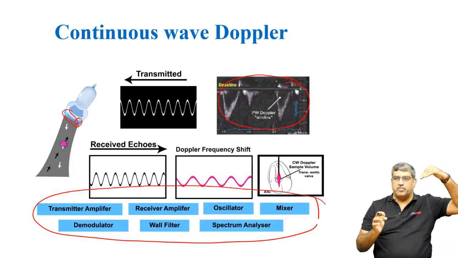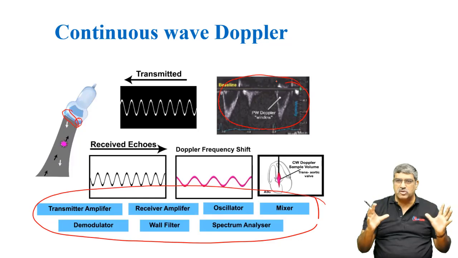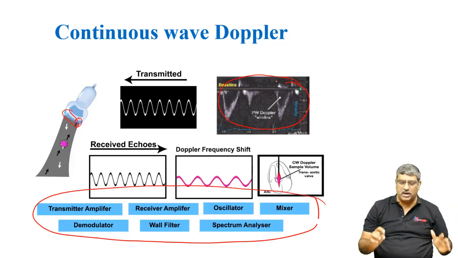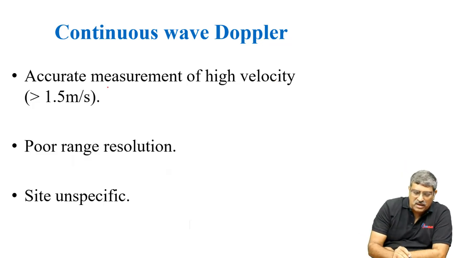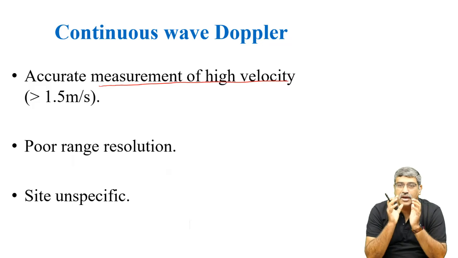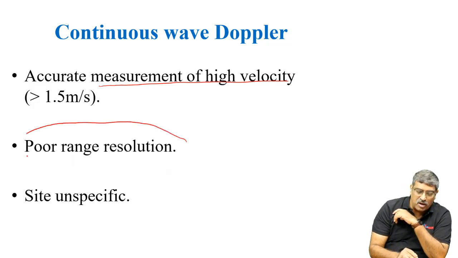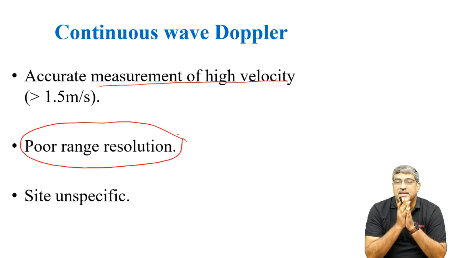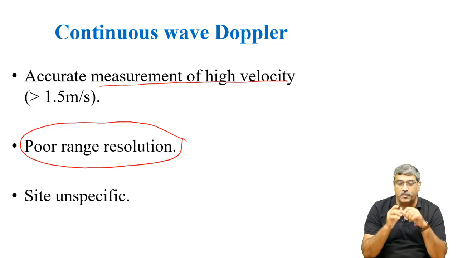Okay, one piezoelectric crystal is there, it will send the sound, at the same time it receives, it undergoes a sequence of 7 steps and you get a spectral image. So continuous wave Doppler gives an assessment of high velocity, that is greater than 1.5 meter per second. The range resolution however is poor and it is site unspecific. You don't know where the maximum velocity is coming from.